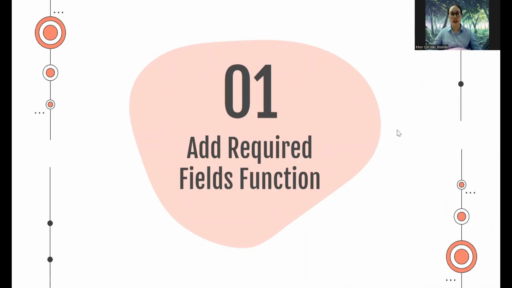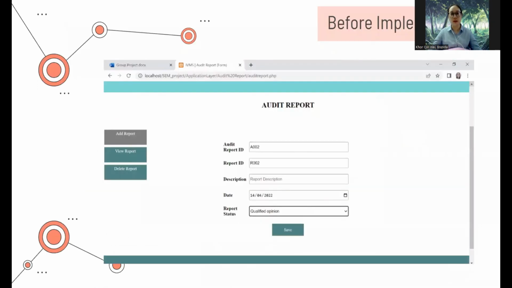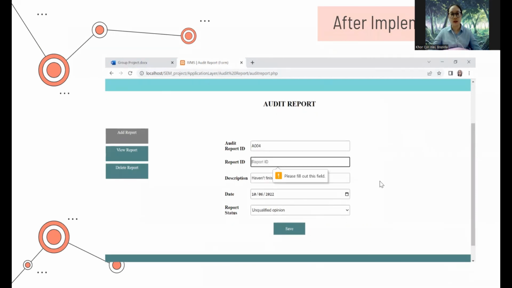The first enhancement is adding required fields function in the Add and Edit Audit Report pages. This function is to prevent users from missing out inserting any relevant details. So first of all, let's have a look at the Add Audit Report page. Before implementation, the users are able to submit the form successfully, although the description field is still empty. But after implementation, if the users have not inserted any details and click on the Save button, the system will pop out a notify message, Please fill out this field, to inform the users that they haven't inserted all of the details.